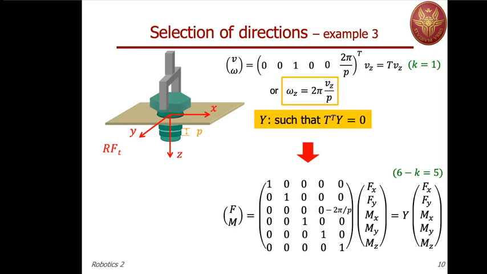Forces and momentum here: I forgot to change the notation into small letters instead of capital letters. Sorry for that. I will correct this in the slides. So fx, fy, and mx, my, and mz are parametrizing the 5-dimensional space of reaction wrenches.